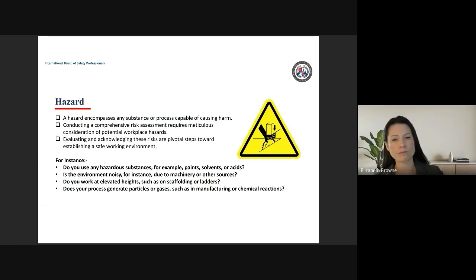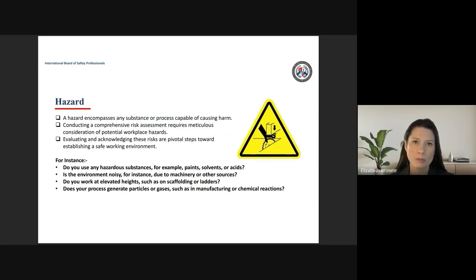All right, so after we identify the potential hazards, then we evaluate and acknowledge the risks that exist, and then establish those controls, like we mentioned, to ensure that we have a safe working environment. So examples of things we might consider when conducting these hazard risk assessments. We can look at the process in the work environment.